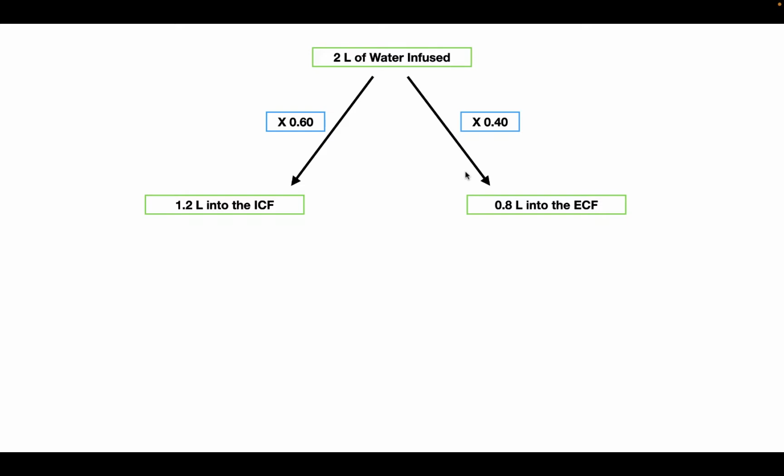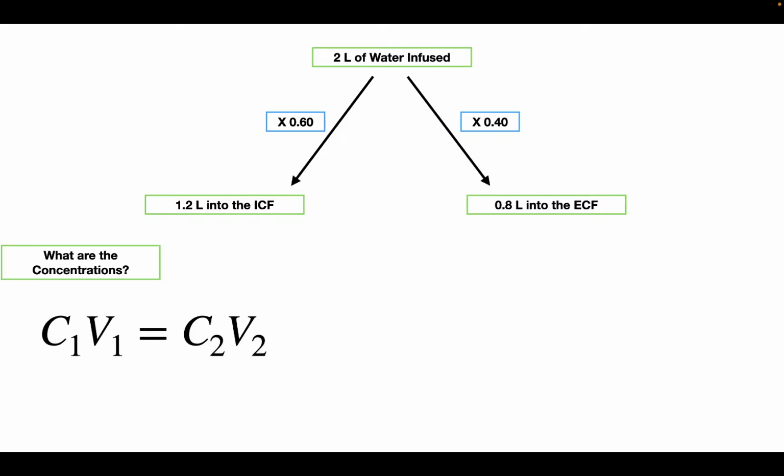So how is this going to affect the concentrations in both of these compartments? Well, in order to do that, we have to use this equation: C1 times V1 equals C2 times V2. So let's do it for the ECF. You would take the initial concentration of 290, multiply it by 17 liters, set it equal to the other side, and solve for the final concentration.